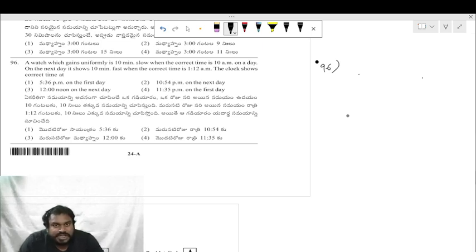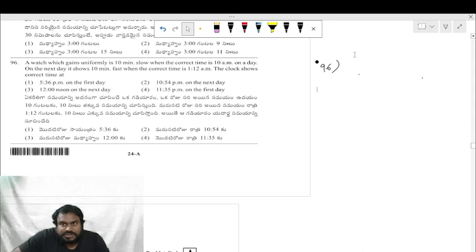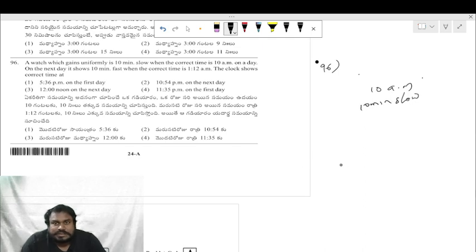So a watch which gains uniformly is 10 minutes slow when the correct time is 10 a.m. in a day. On the next day, it shows 10 minutes fast when the correct time is 1 o'clock 12, the next day.